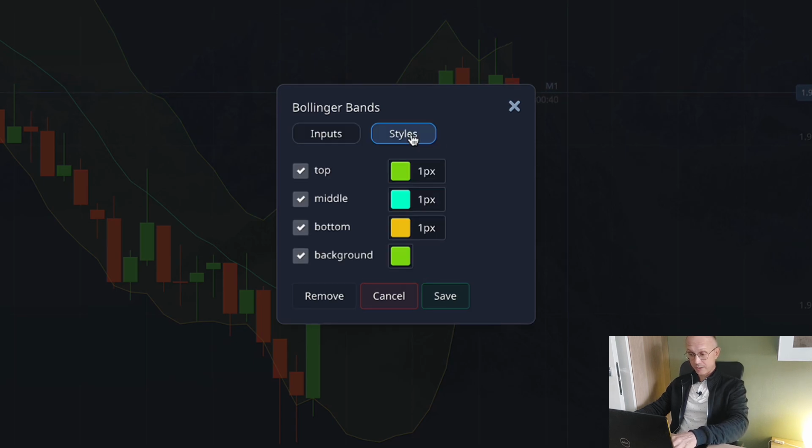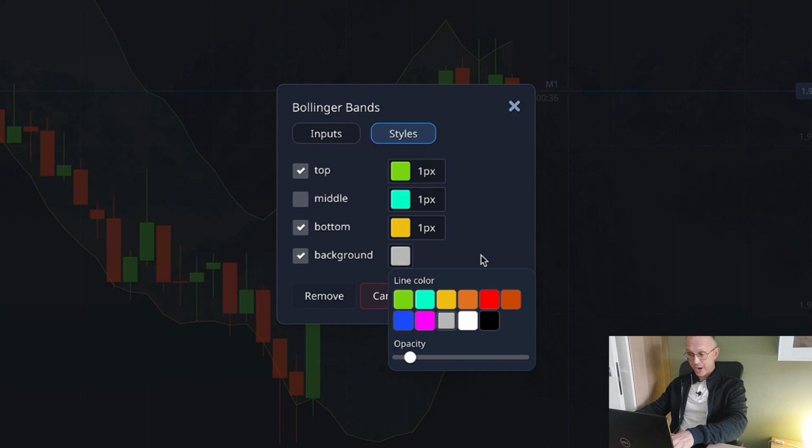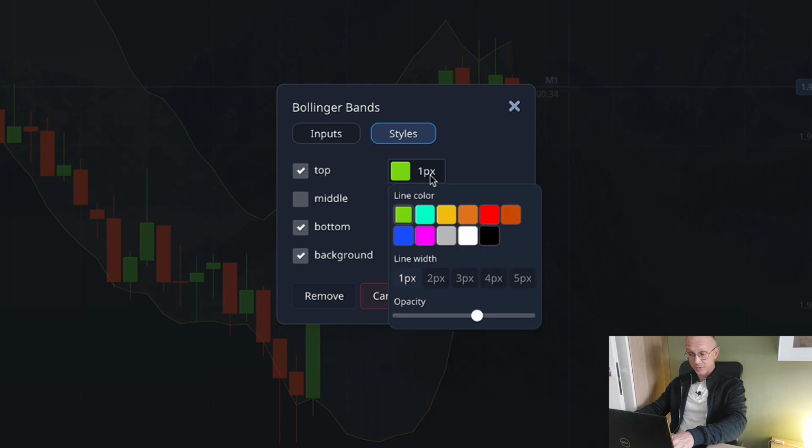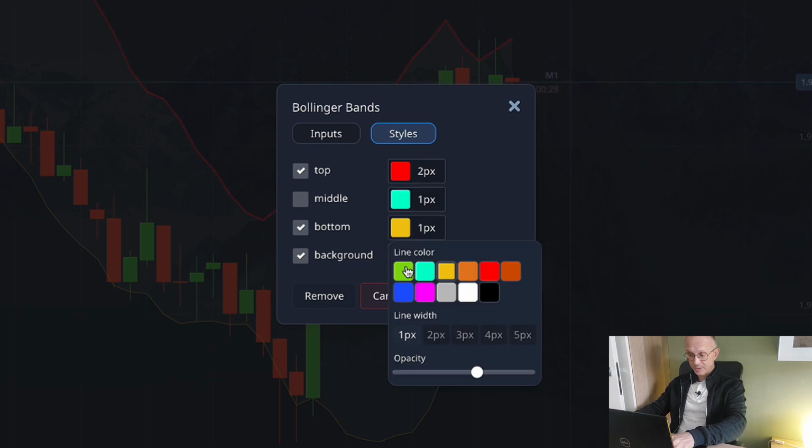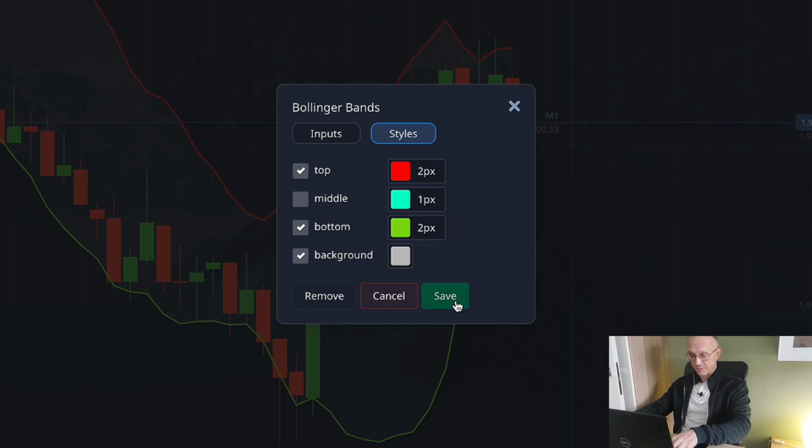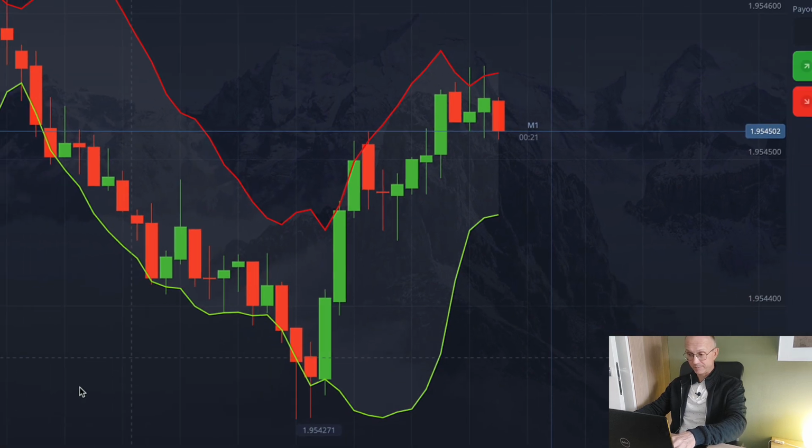Go to Style. Disable Middle. Set the background to gray. Set top to red. Set the width to 2 and move opacity to the right. Set bottom to green. Set the width to 2 and move opacity to the right and save.